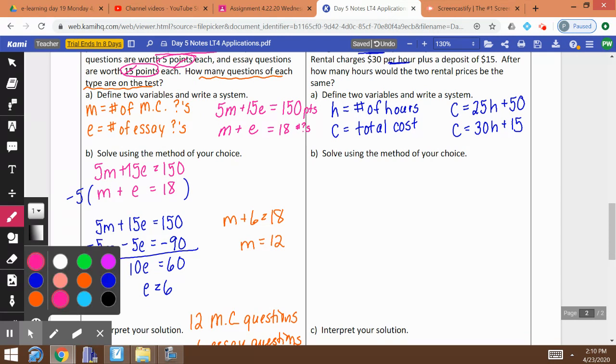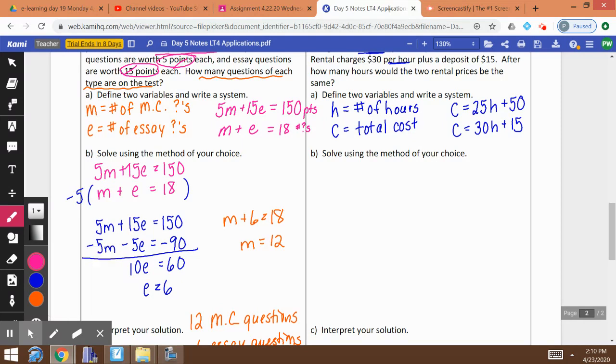Now, realistically, this would be a great one to solve by graphing because they're both in slope-intercept form. However, do we have graph paper that goes up to 50 for that y-intercept or 15? No. Could you adjust your axes? Yes, but let's not mess with graph paper. Let's use one of our other methods.